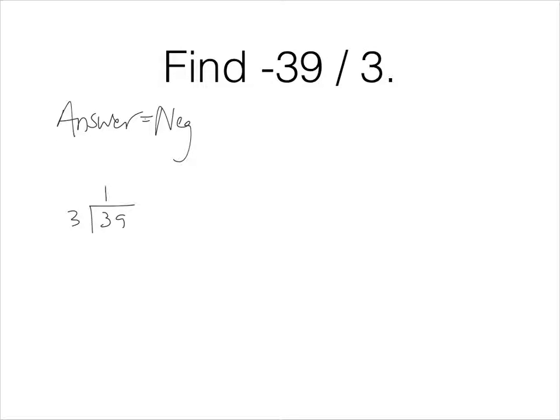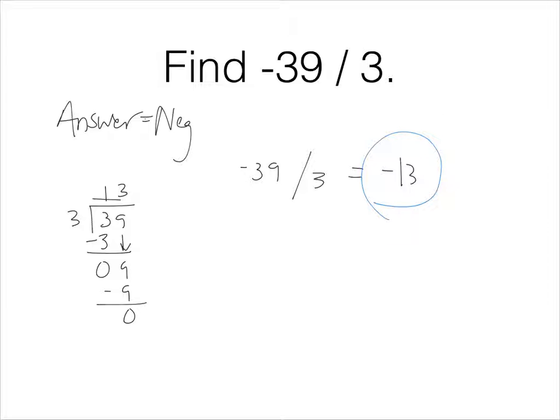3 divided by 3 is going to be 1. 1 times 3 is 3. Subtract the 0 and bring down the 9. 9 divided by 3 is going to be 3. And 3 times 3 is 9. It's exactly 13. So then I go back to my problem, negative 39 divided by 3. I have 13. And because I already figured out the answer is going to be negative, it's going to be negative 13. And that is my final answer.